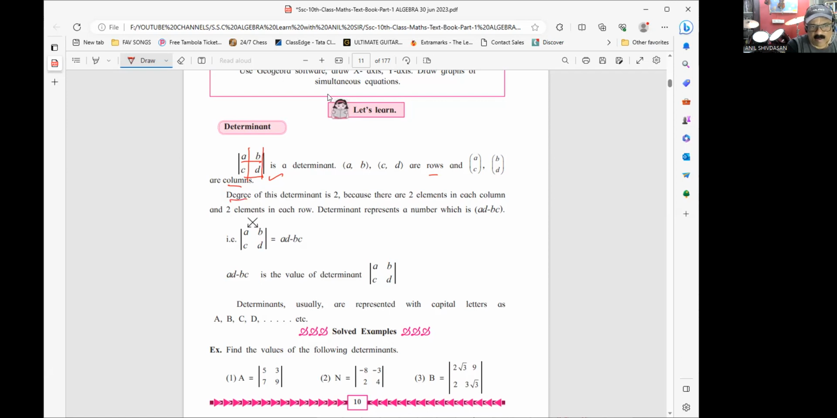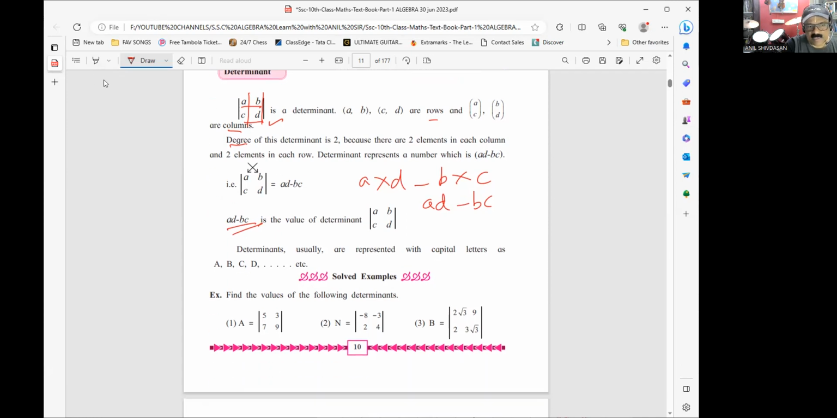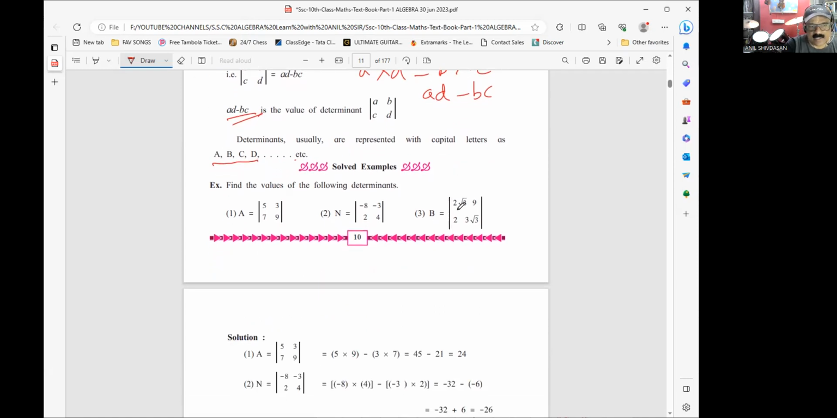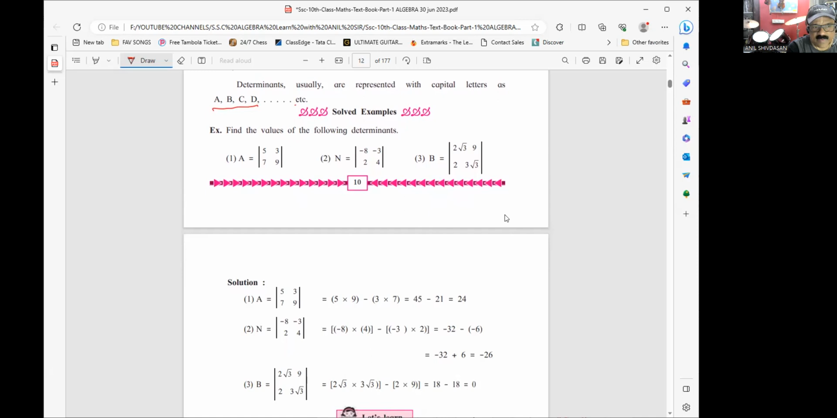And how do you get the value of this determinant? You get it by multiplying a into d minus b into c. So what you get is AD minus BC. AD minus BC is the value of the determinant with rows a b and c d. Determinants normally are represented with capital letters. Now let us look at some solved examples to understand these determinants. Find the value of the following determinant: 5, 7 and 3, 9. So what you need to do is 5 into 9 minus 7 into 3.